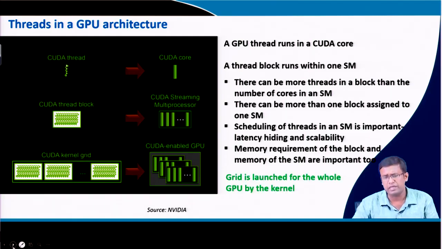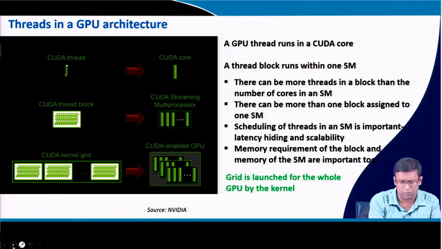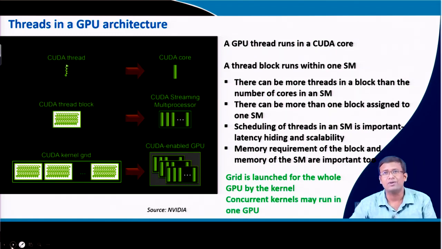So, when we launch a grid, this is launched by the kernel for the whole GPU, and also concurrent kernels may run in one GPU, because kernel execution is asynchronous. Once a kernel is launched and goes to a GPU, the control comes back to the CPU and the CPU can do its own work. So, the CPU can concurrently place kernels in the GPU. This is also important: different kernels can be scheduled on the GPU at the same instant.